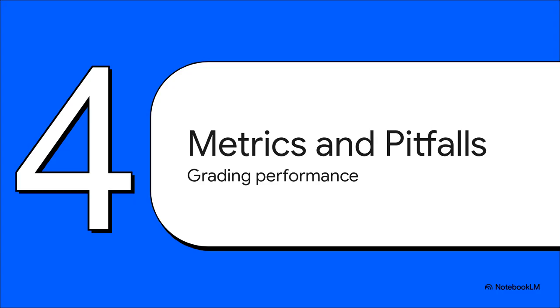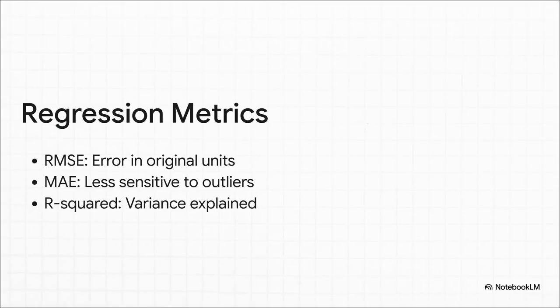Moving away from how the machine learns on a granular level to how we actually grade its overall performance. And more importantly, what's going to bite you in the real world? We need a completely different way to answer the question, how good is this model? Traditional accuracy just doesn't transfer to continuous regression. There's literally no such thing as being exactly perfectly right when predicting a continuous number.